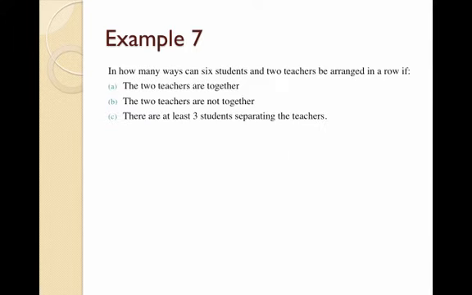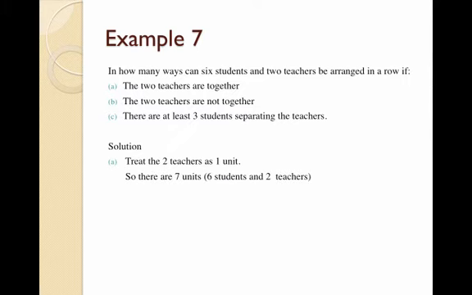Let's look at example 7. In how many ways can 6 students and 2 teachers be arranged in a row if the 2 teachers are together, or the 2 teachers are not together, or there are at least 3 students separating the teachers? Now with 6 students and 2 teachers, you might be thinking that it's going to be 8 factorial arrangements. However, we need to treat the 2 teachers as one unit because they will be going together no matter where in the arrangement they are.